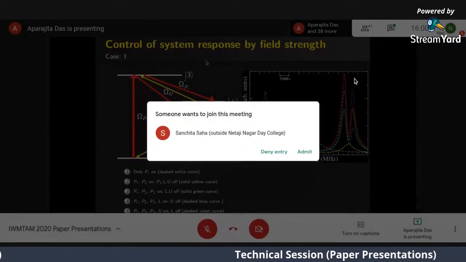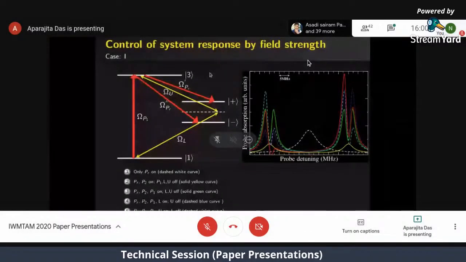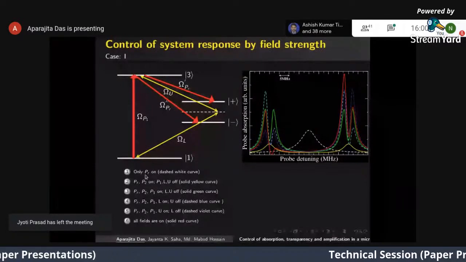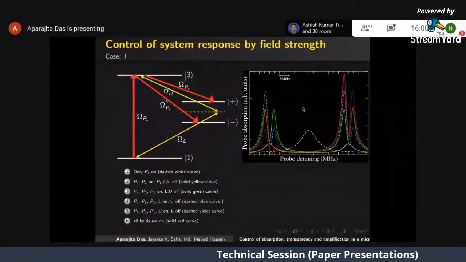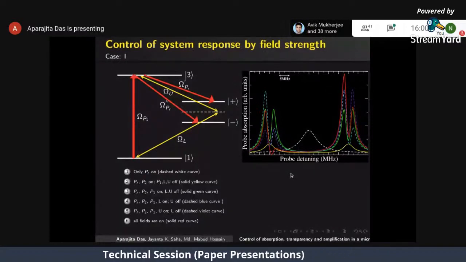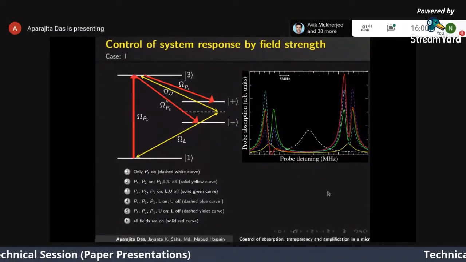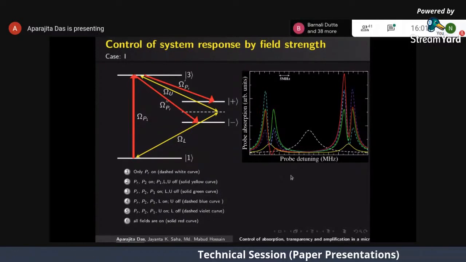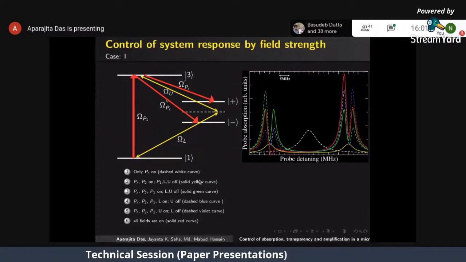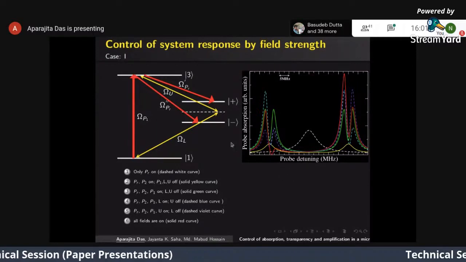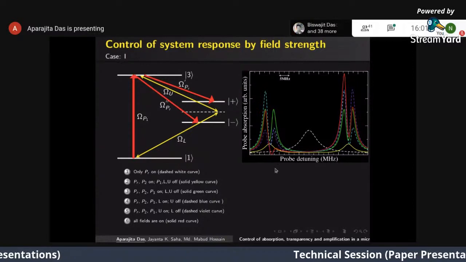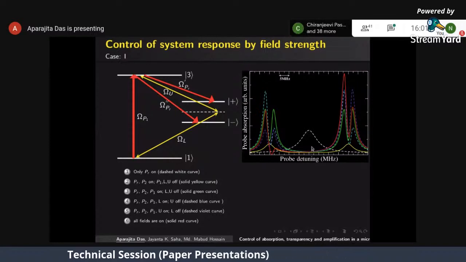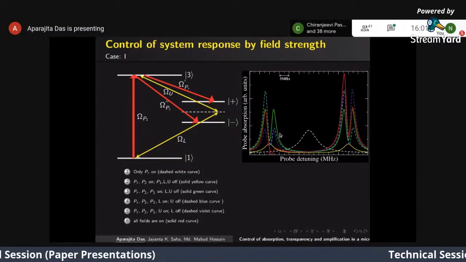So, what is the effect of field strengths on the probe absorption profile? Here, this is the total dressed state picture of our system when all the fields are on. And on the right hand side, you can see the probe absorption profiles as we switch on all the fields one by one. First of all, when all the pumps and coupling fields are off and only the probe is present, we get a simple absorption profile at zero detuning for obvious reasons.